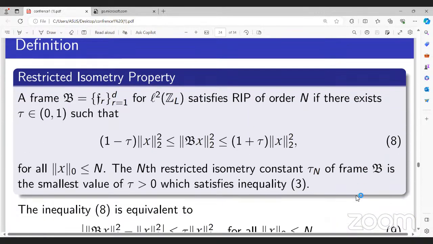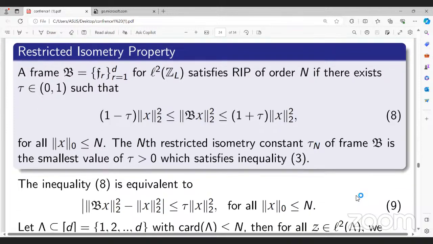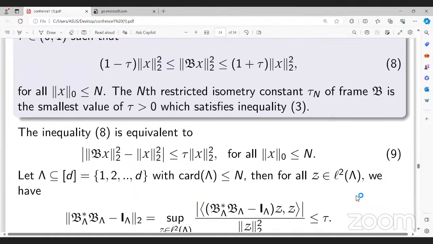So first we recall the definition of the restricted isometry property. Let B be a frame for ℓ2(Z_n). Then we say that this frame satisfies the RIP of order n if there exists a τ in (0,1) such that for any n-sparse x, the inequality holds. The inequality can be written as the modulus of ‖Bx‖² minus ‖x‖² is less than or equal to τ‖x‖² for all n-sparse vectors x.